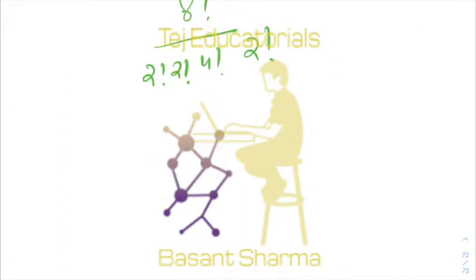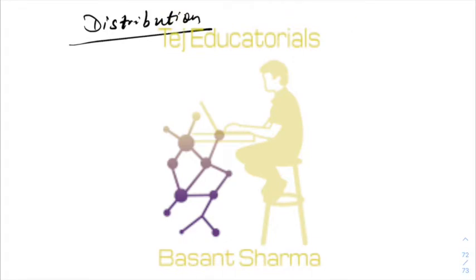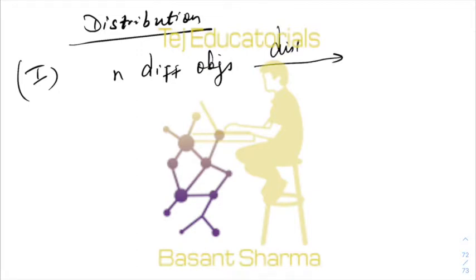Okay, so let's start with the next topic, which is distribution. Now you see, suppose the first point is, suppose you have n different objects, and you want to distribute these n different objects among n persons. So how many ways would be there?